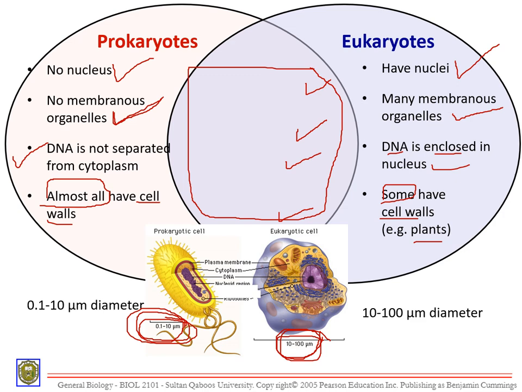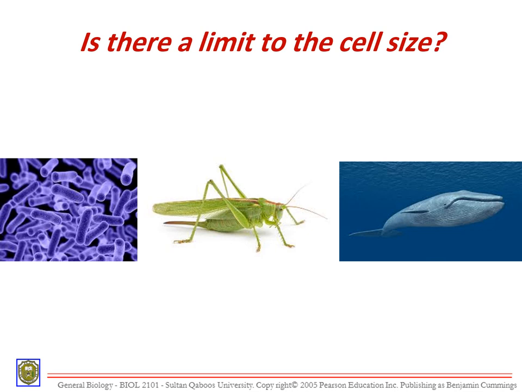Now, that was the first objective, or the first outcome, of today's lecture. The second one is to understand the importance of cell size. Why do we have a limit on the cell size?